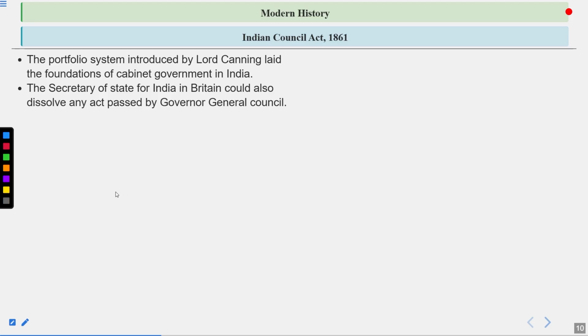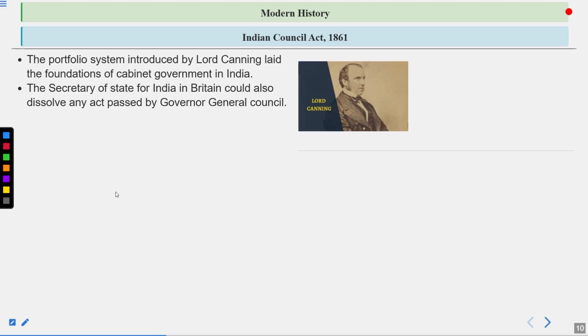As I was saying, Secretary of State was another position created along with the Viceroy, and he has a kind of veto power that if any act is created by the Governor General's Council, or you can say the Viceroy's Council, it can be dissolved by the Secretary of State who is in Britain. So do remember 1861, and do remember one more thing, that now under the Viceroy there are two types of councils. One is the Executive Council and another one is the Legislative Council.